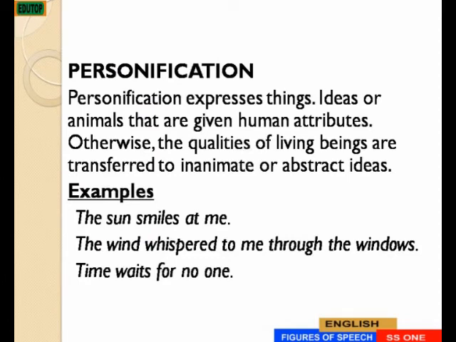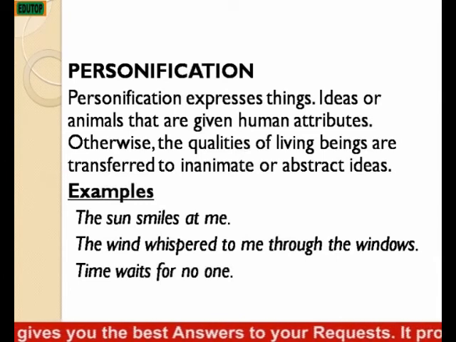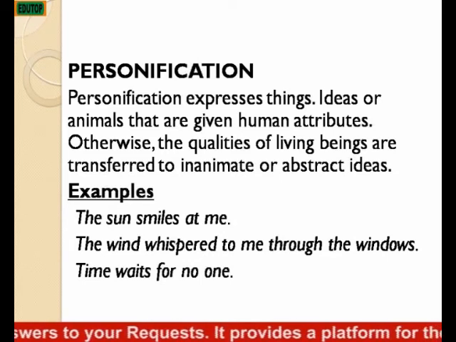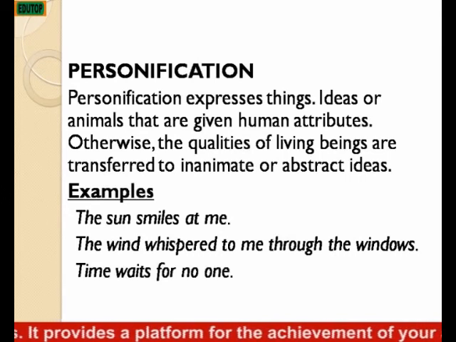Personification. Personification expresses things, ideas, or animals that are given human attributes. Personifications work in such a way that human attributes are given to animals or objects that do not even possess life. So otherwise, the qualities of living beings are transferred to inanimate or abstract objects. So we have examples like the sun smiles at me. When we say the sun smiles at me, we all know that the sun is an inanimate object and it cannot smile. It does not have a face with which it can smile. But we are giving that attribute to it to convey a meaning. Maybe we are trying to say the sun is shining or the sun brightens on me.